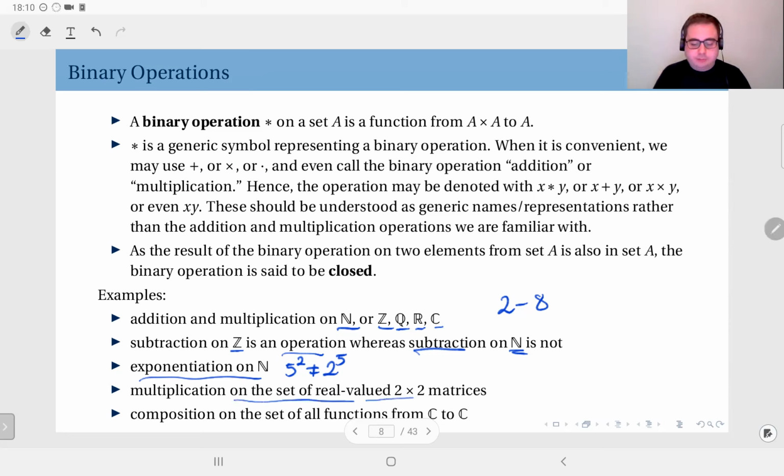Multiplication on the set of real valued 2 by 2 matrices. Again, this is a binary operation which is not commutative. Or an abstract example here, composition on the set of all functions from complex numbers to complex numbers, right? The elements here are functions, they are not numbers, and the operation is composition.